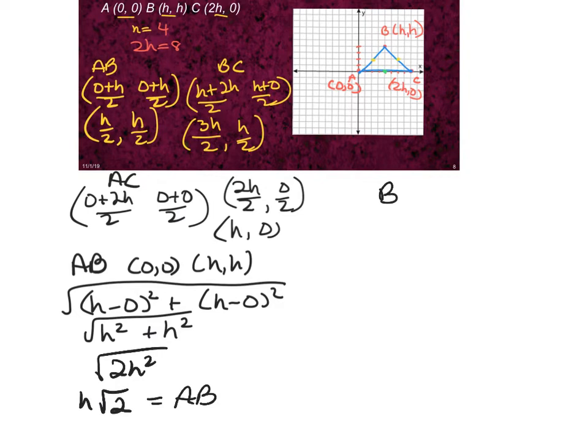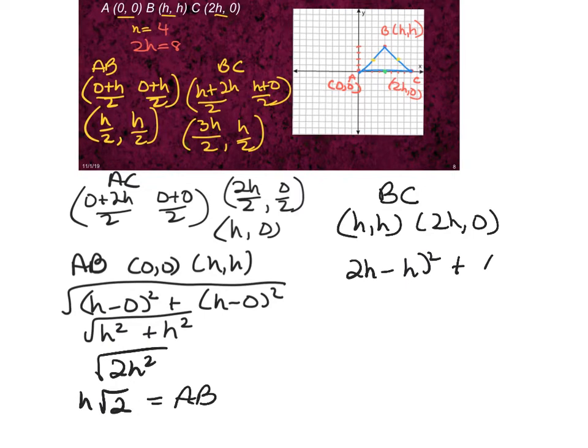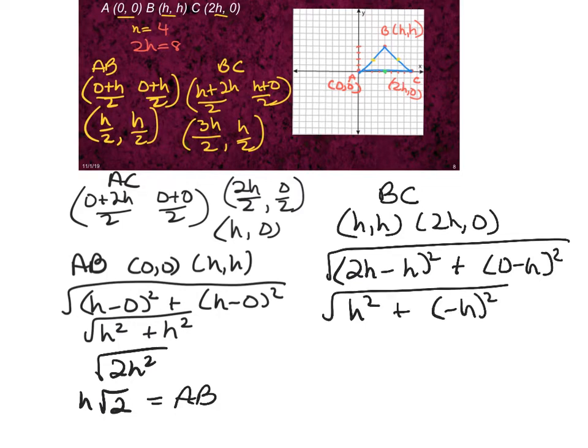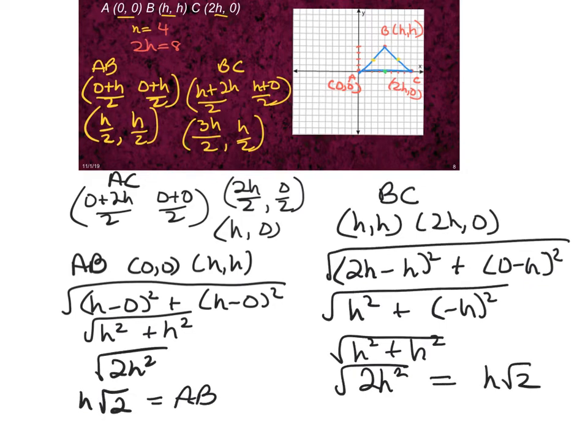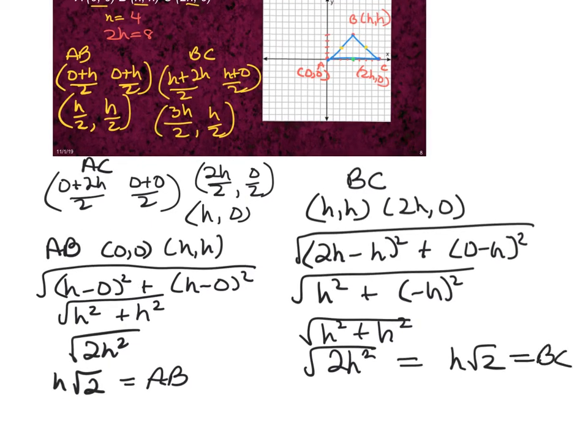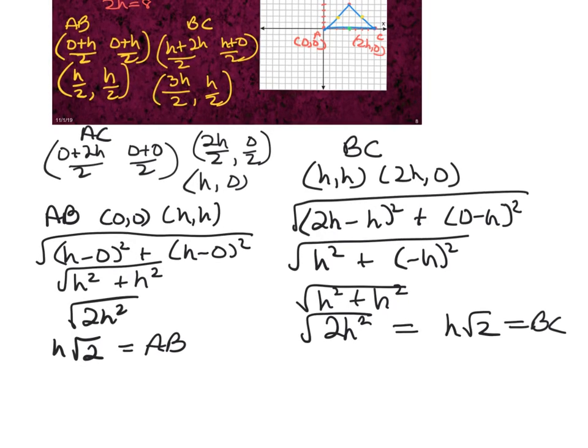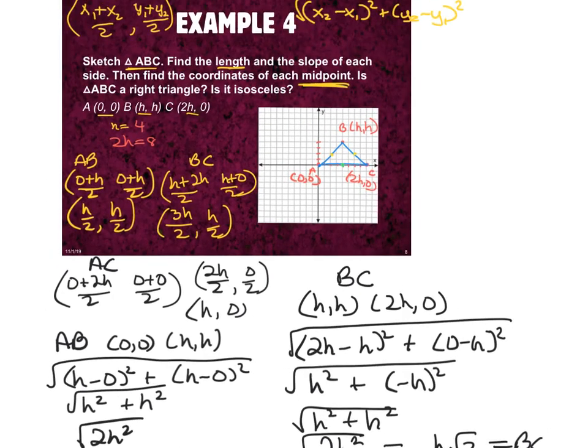I'm going to do the same thing for the length of BC. Again, the ordered pairs are (h, h) and (2h, 0). 2h minus h squared, 0 minus h squared under the radical. This becomes h squared plus negative h squared, and it just becomes h squared plus h squared, so 2h squared. Square root it, and I get the same answer, h radical 2, and that again is the length of BC. Now for the length of AC, I could just count the boxes, and we can see that the length of AC is just 2h.